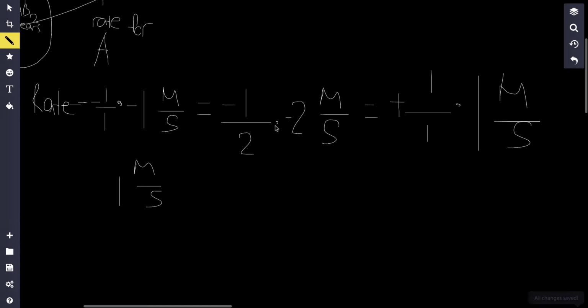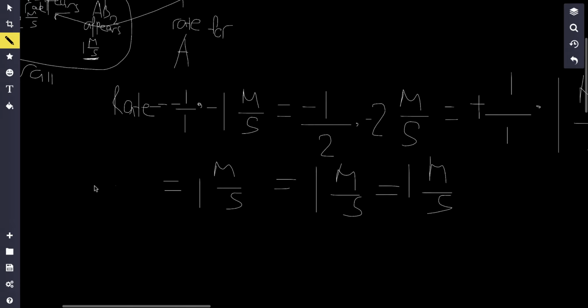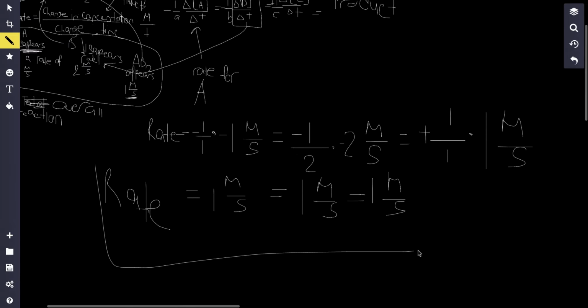Negative 1/2 times negative 2 gives me 1. 1 times 1 gives me 1. So that means that the overall rate for this reaction is going to be 1 molar per second, and that is going to be our answer.